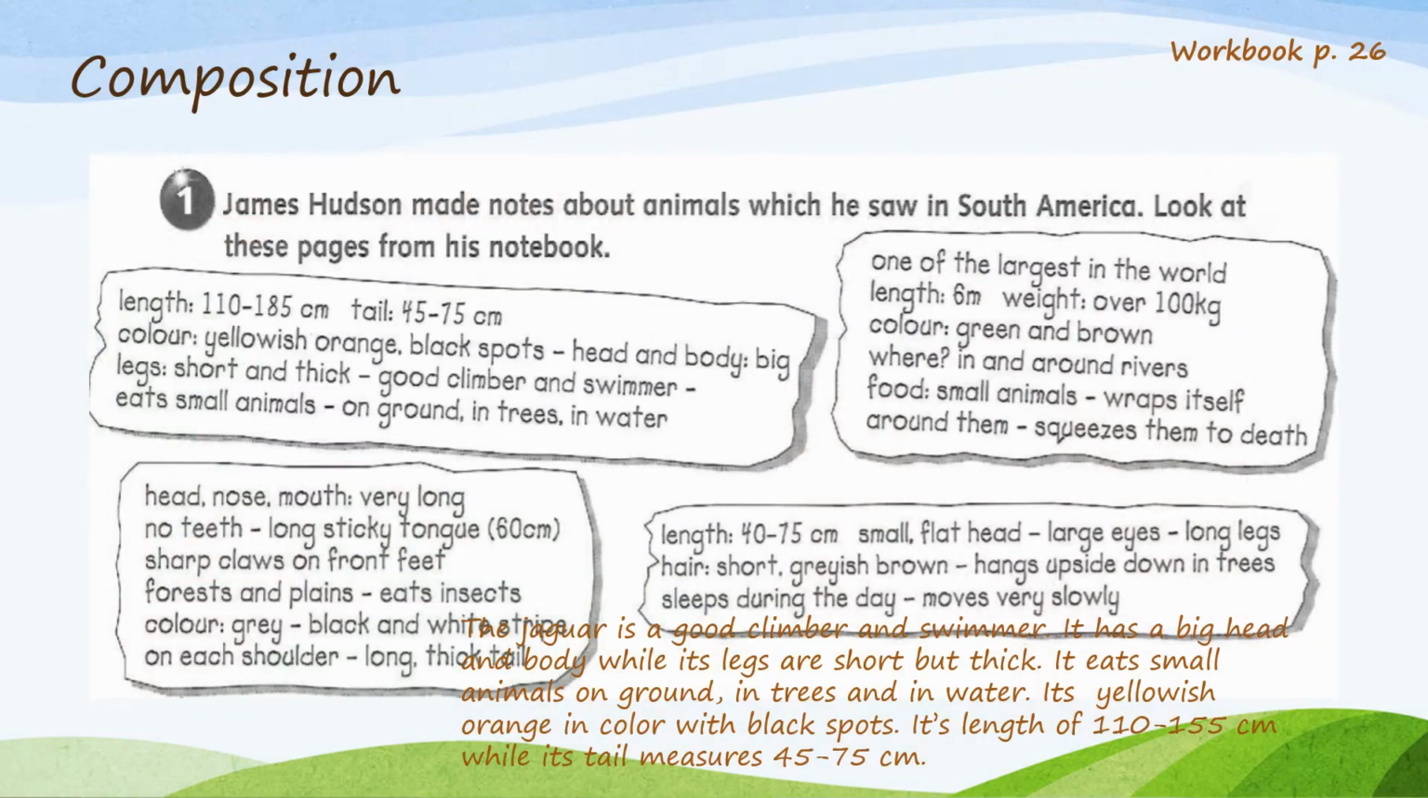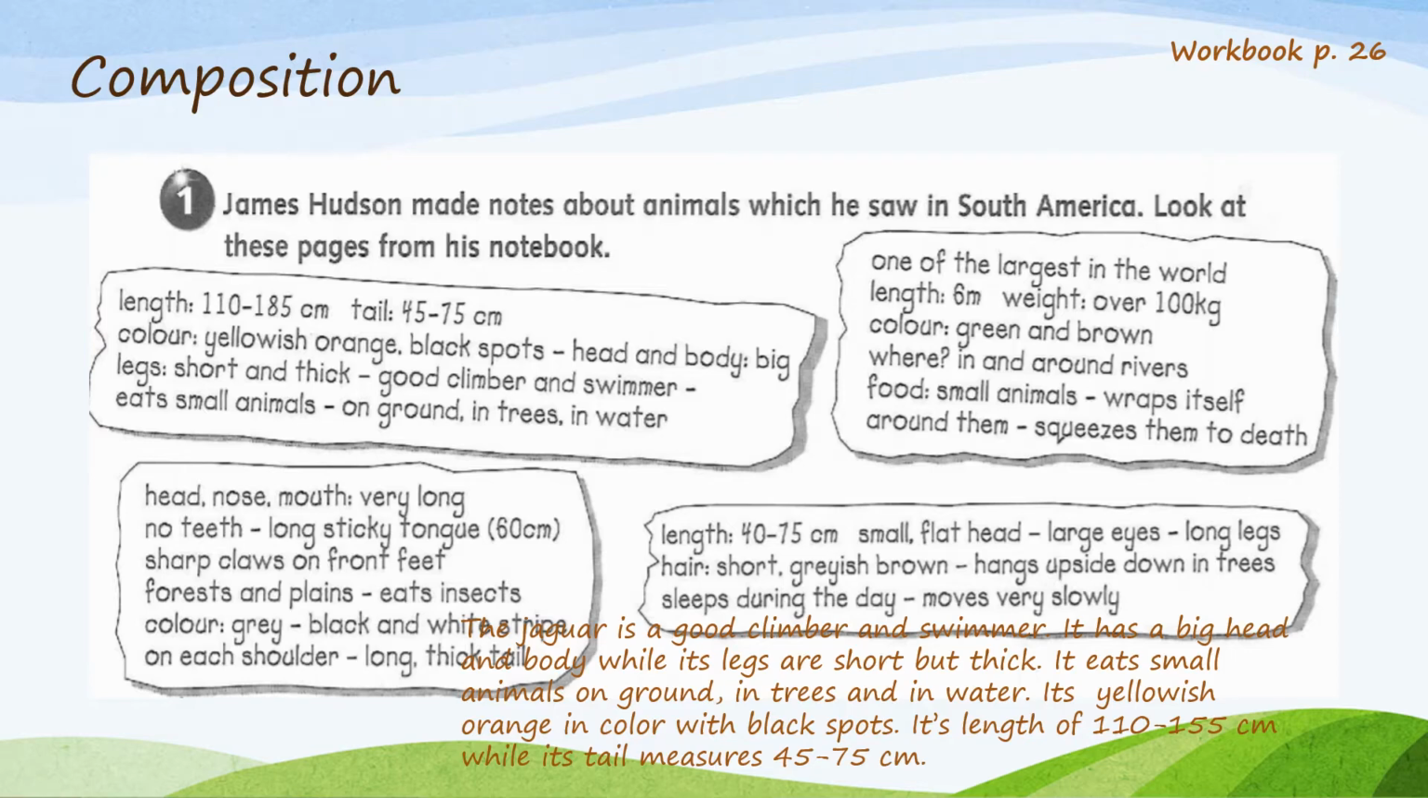Please open your workbook to page 26 so we can begin our composition. Today's activity, James Hudson made notes about animals which he saw in South America. Look at these pages from his notebook. Length 110 to 185 centimeters, tail 45 to 75 centimeters, color yellowish orange, black spots, head and body big, legs short and thick, good climber and swimmer, eats small animals on ground, in trees, in water.